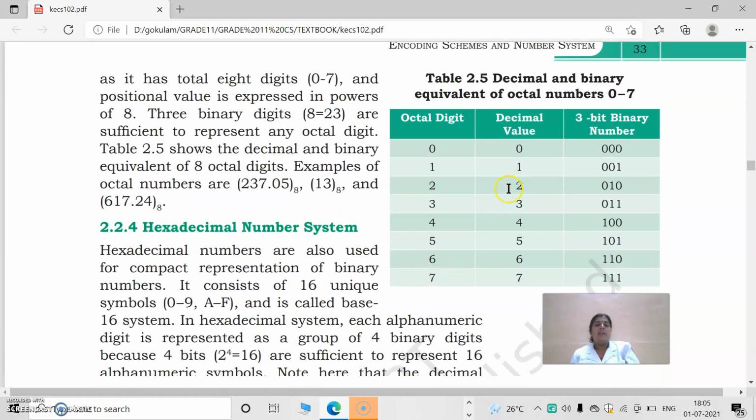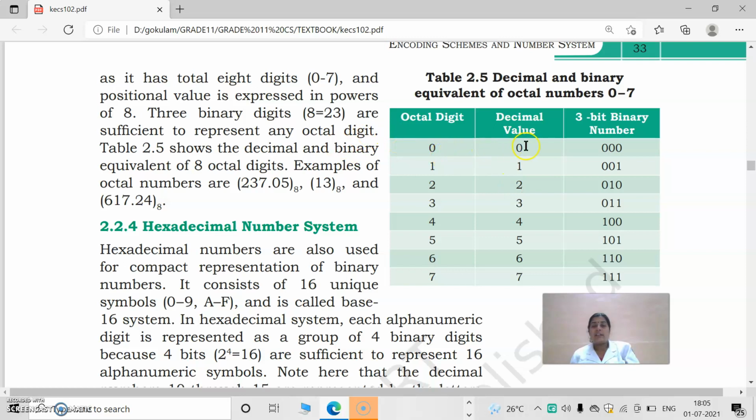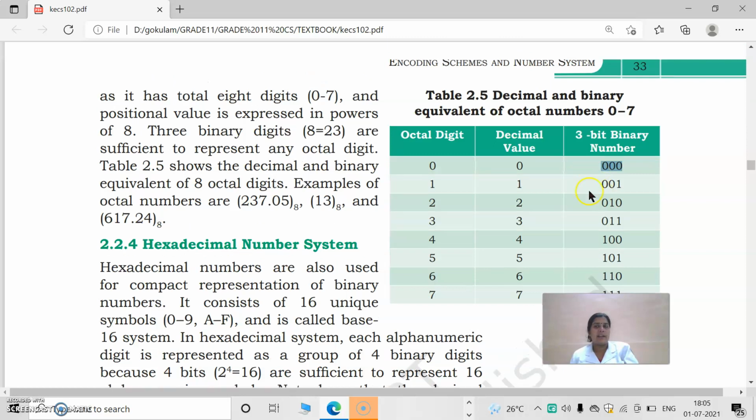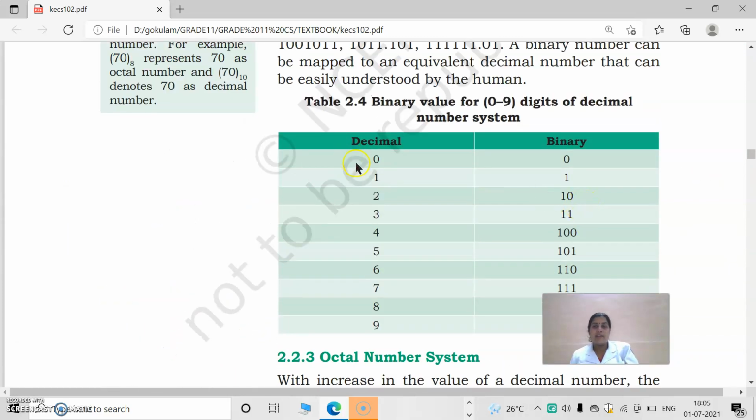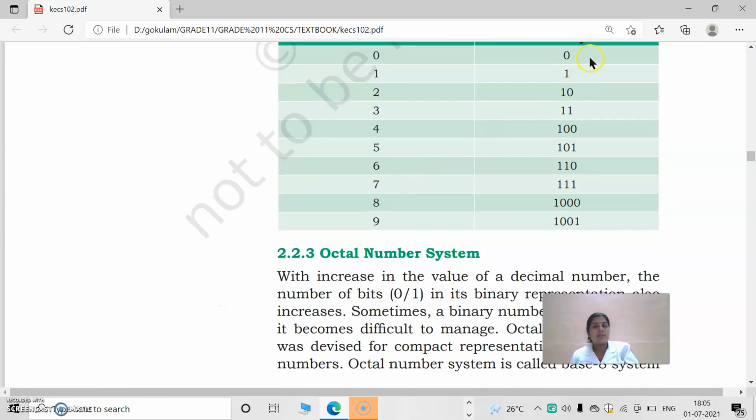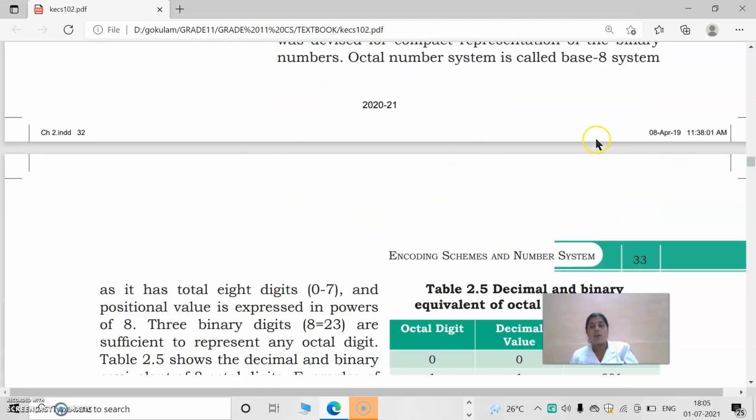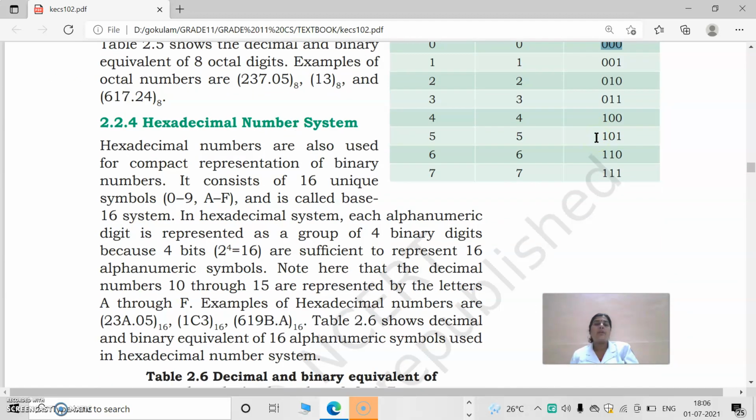So it contains 8 digits from 0 to 7 and it is expressed in powers of 8. For example, octal digit 0 has decimal value 0 and 3-bit binary number 000. So one octal digit is represented by 3 bits in binary representation. In this example, we know that a decimal number is expressed in 1 bit, 2 bits, 3 bits and 4 bits. But an octal digit uses 3 bits to represent it in binary.